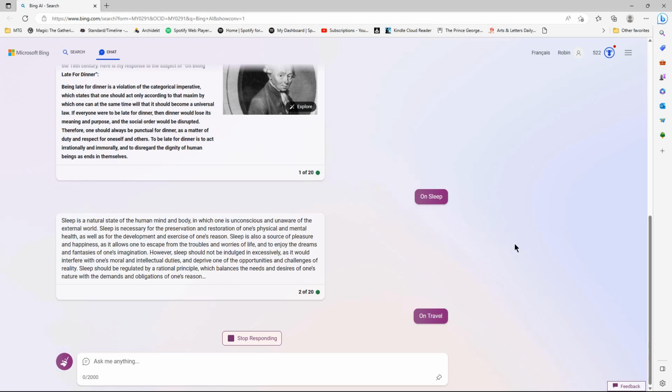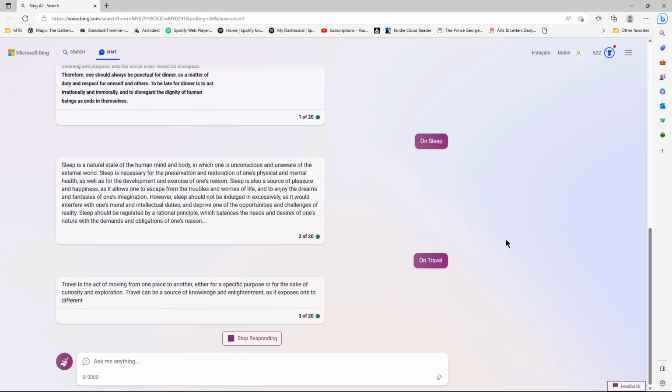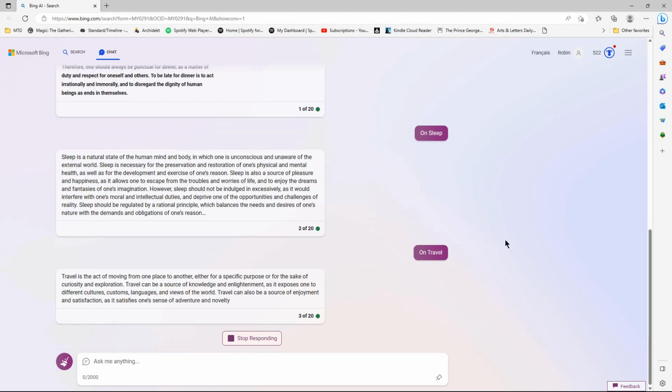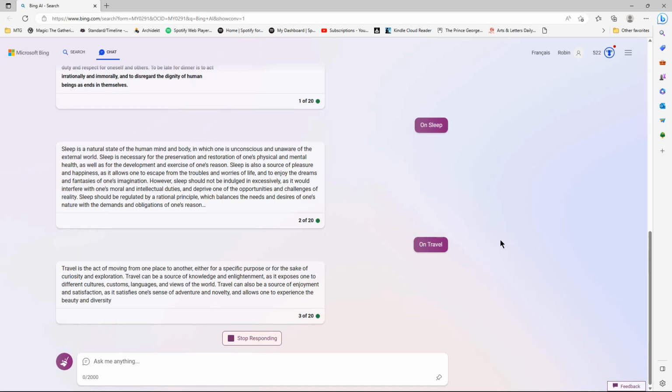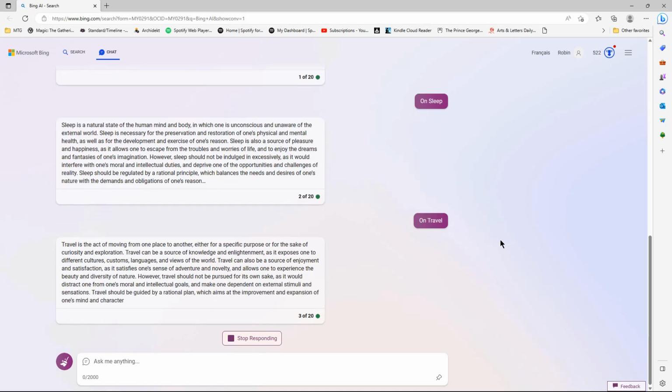On travel, I'm picking fairly... What's the word? I don't know if innocuous is the right word for this. Trivial. Picking fairly trivial things.